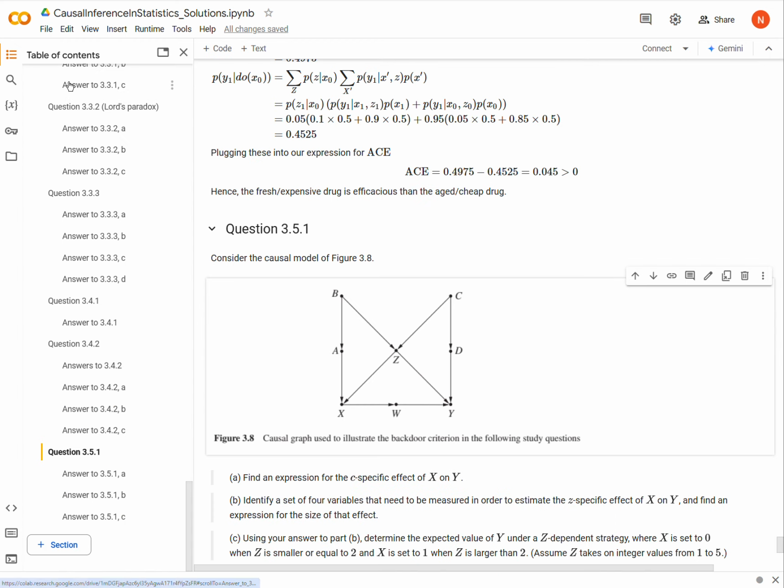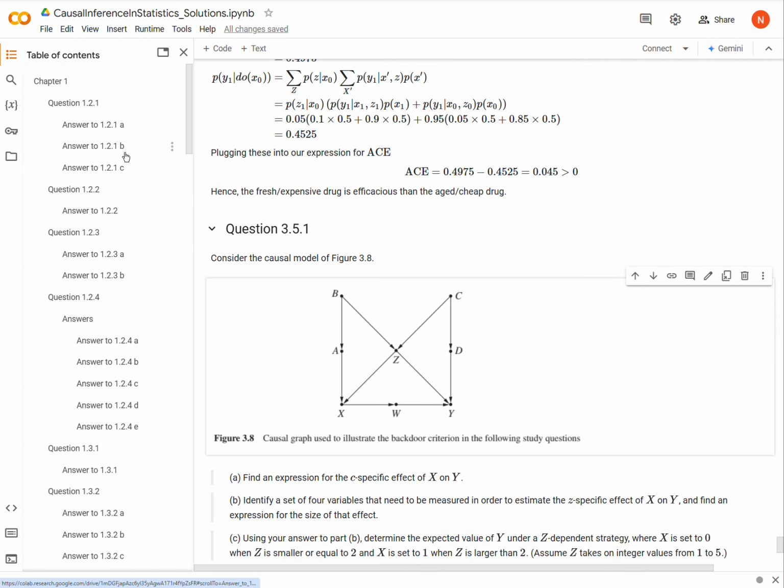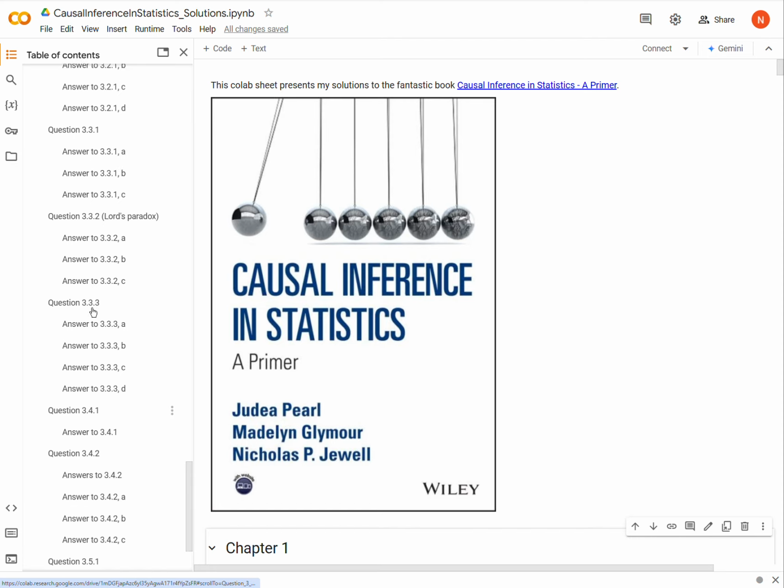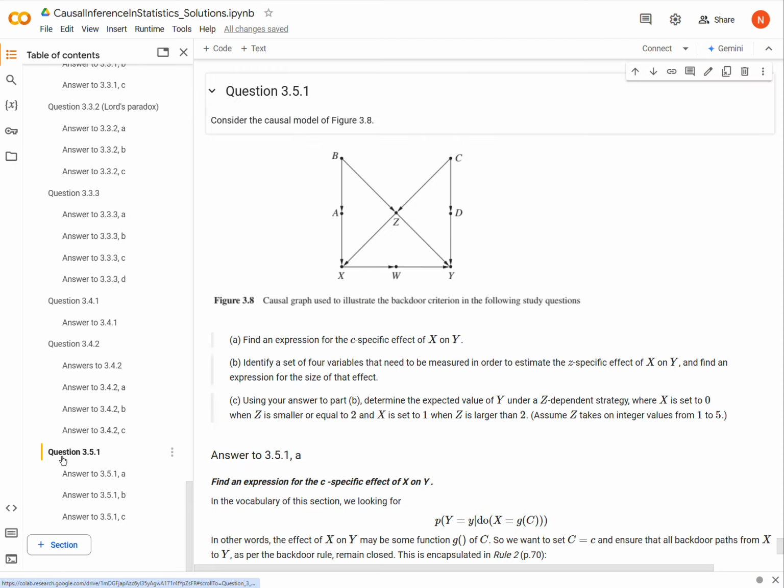in Causal Inference and Statistics, that book right there. We're all the way down into chapter 3, and we're on question 3.5.1 right here.